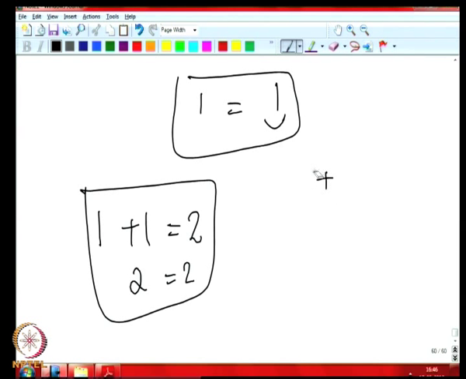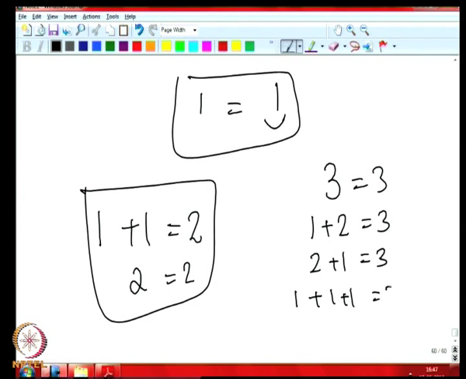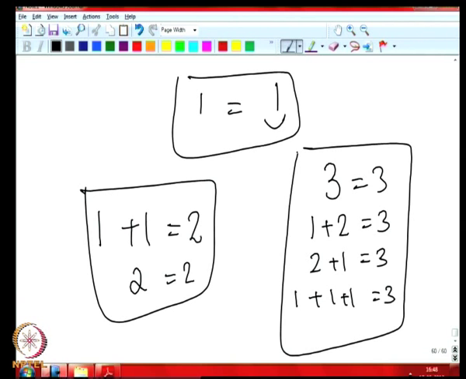For 3, we can start with one single term, that means 3 equal to 3. Here we can also write 1 plus 2 equal to 3, and then we can also write 2 plus 1 equal to 3. The order is relevant here, 2 plus 1. Then there is the three-length split, 1 plus 1 plus 1 equal to 3. So there are only four ways to do this, there are no more.